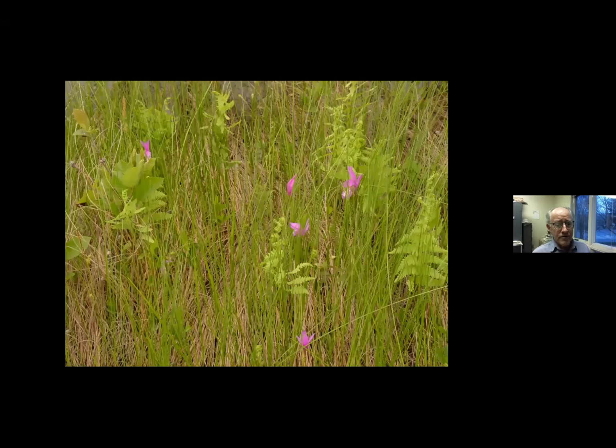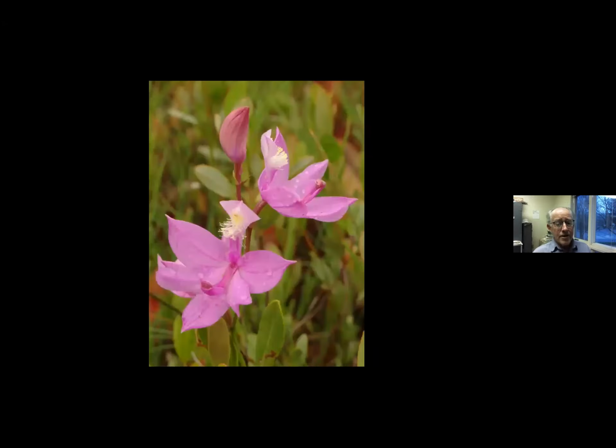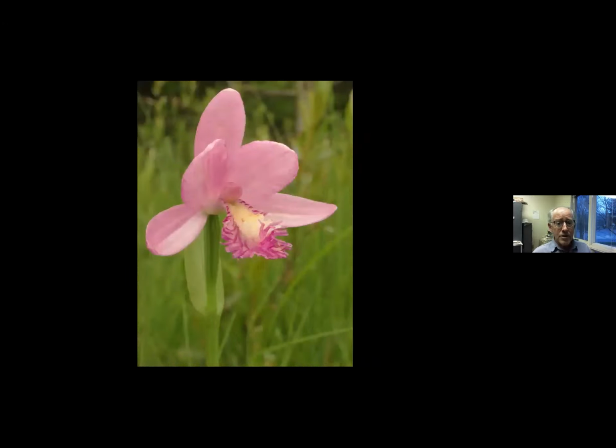Here's one of the more beautiful flowers, swamp pink or dragon's mouth orchid, Arethusa bulbosa. Here's another wild orchid that grows in bogs, grass pink orchid, Calopogon tuberosus. Another little pink orchid that grows in bogs, rose pogonia, Pogonia ophioglossoides, which means it looks like Ophioglossum. And the leaf rather does resemble an adder's tongue fern, Ophioglossum pusillum.